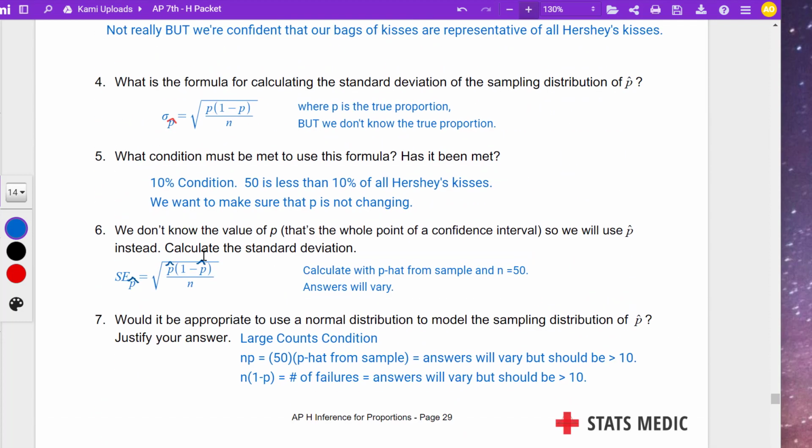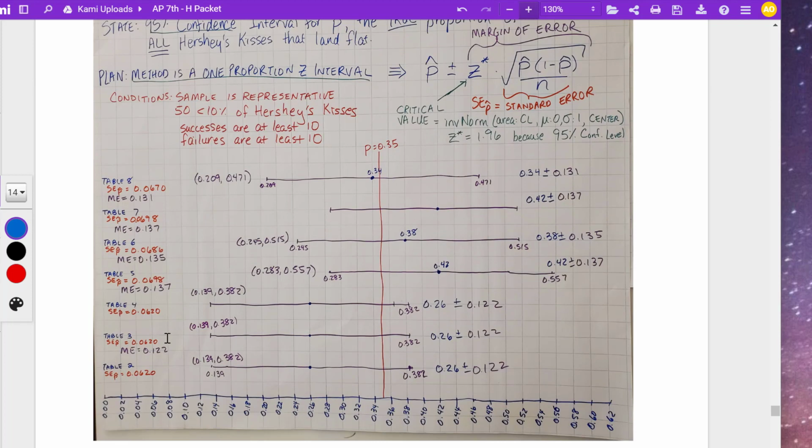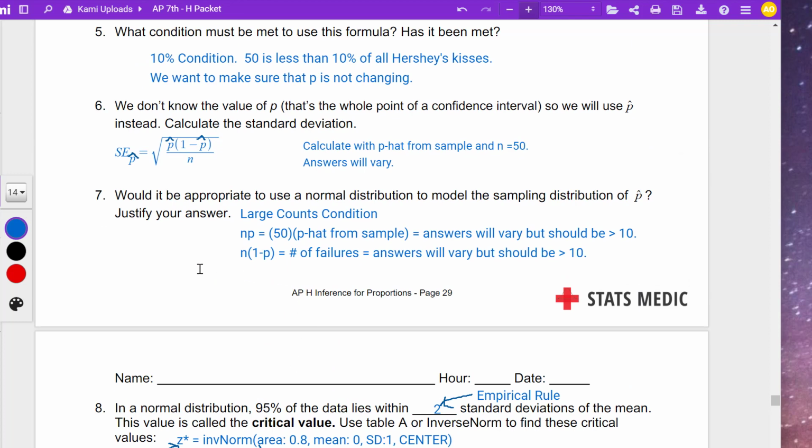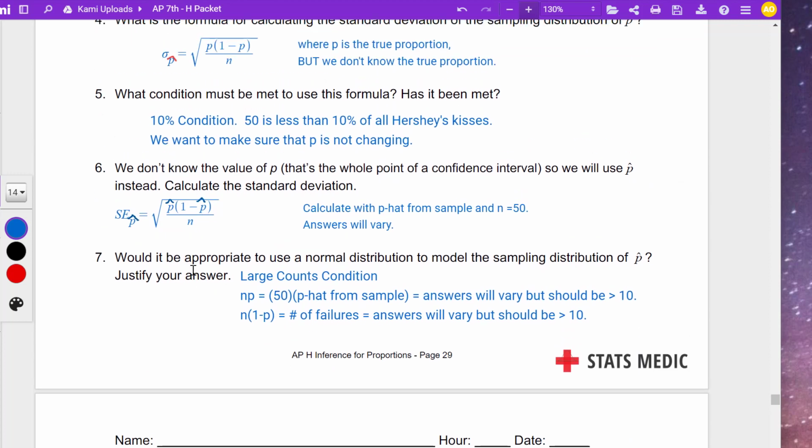That's how we calculated the standard error, and then the question is, could we use a normal distribution? For shape, we're trying to avoid skew, and that means that n times p hat, we need at least 10 successes and at least 10 failures. For all of our values in this particular class, p hat was fairly large. I think our lowest was 0.26, our highest was 0.42. We were doing 50 rolls, so we were getting at least 10 for each one of those.